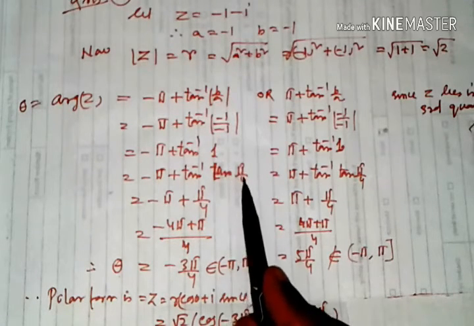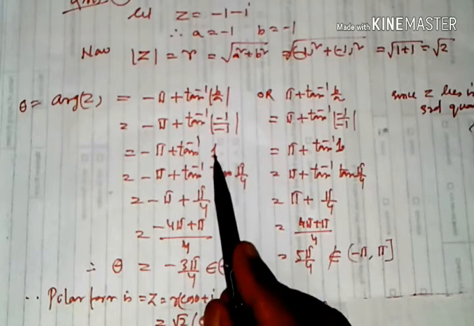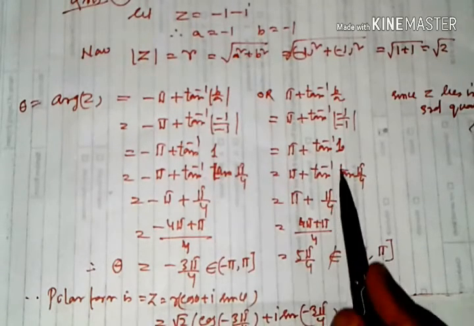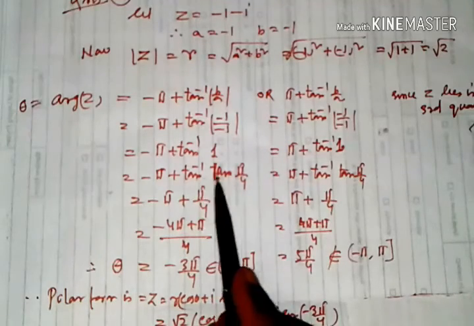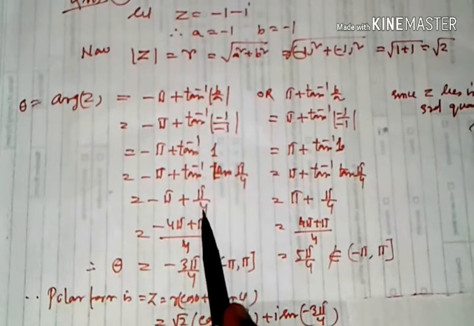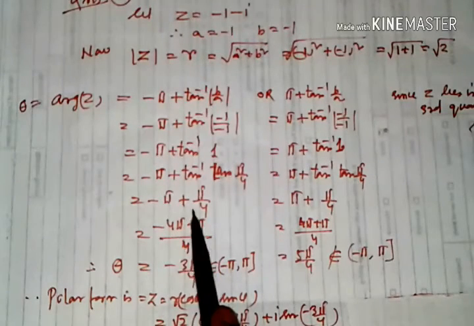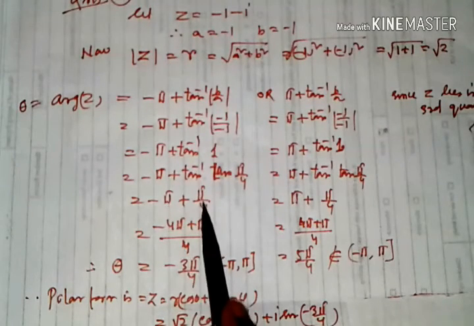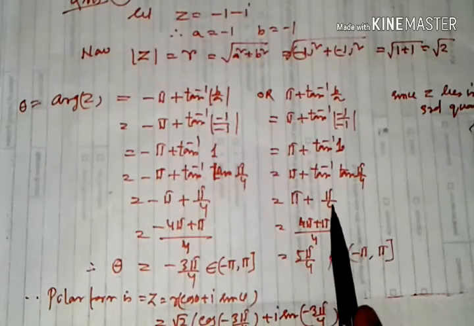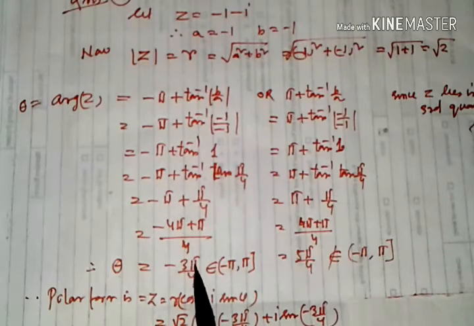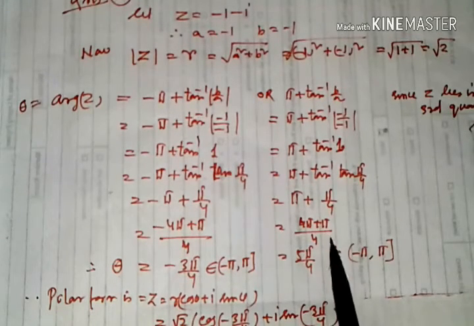It is pi by 4, since tan pi by 4 is equal to 1. Therefore, here tan inverse and tan cancel. Here pi by 4. Therefore, it is minus pi plus pi by 4, that is minus 4 pi plus pi over 4. It is minus 3 pi by 4. And it is also 5 pi by 4.